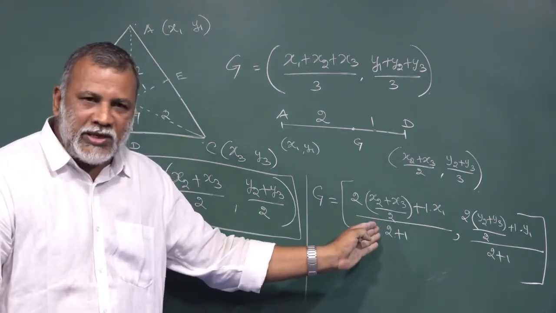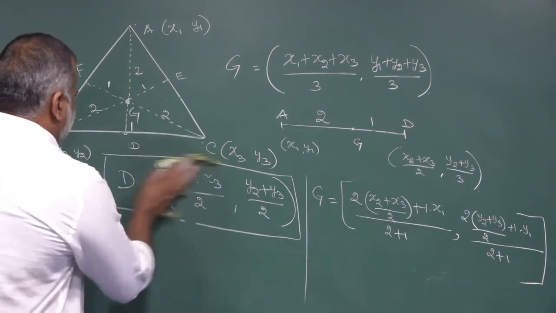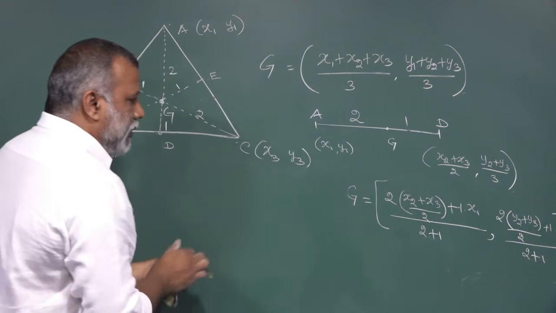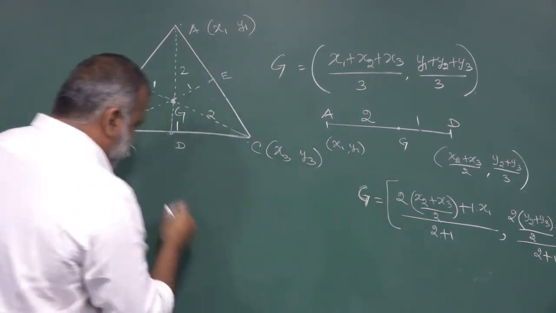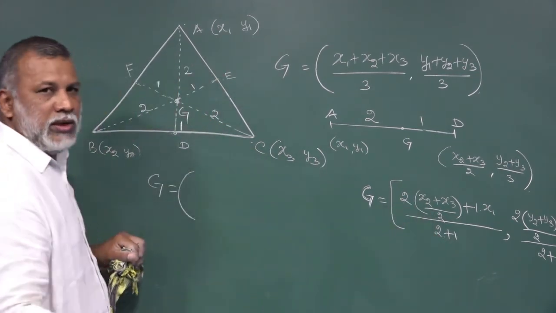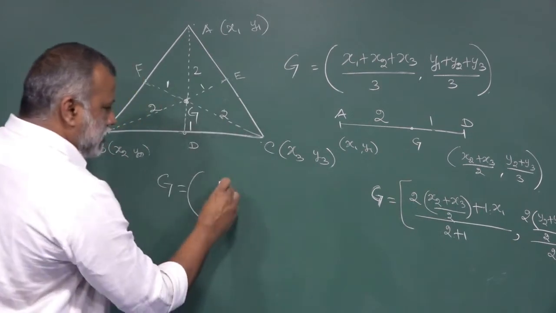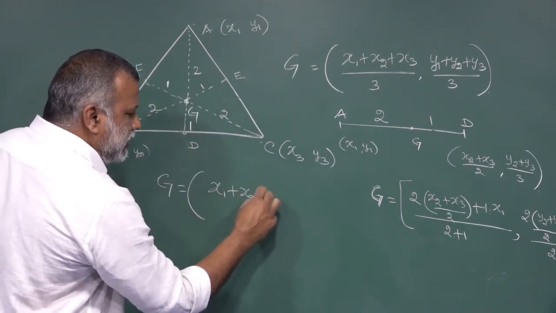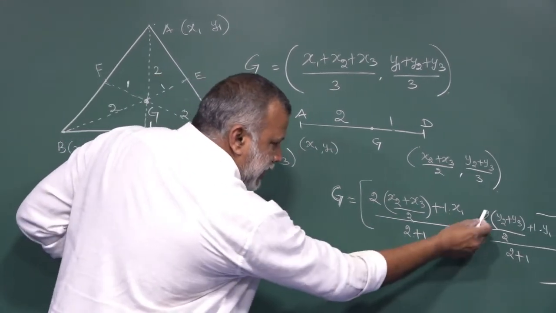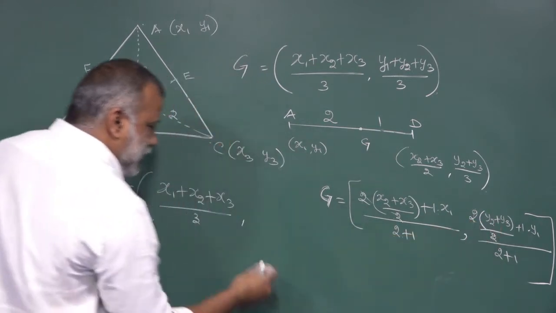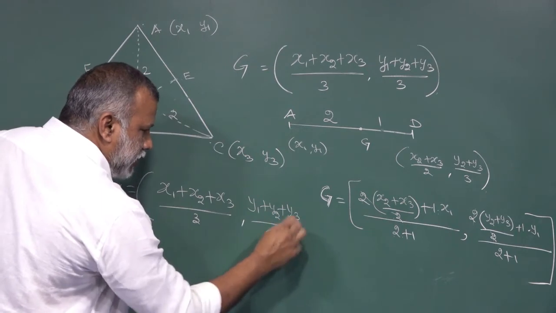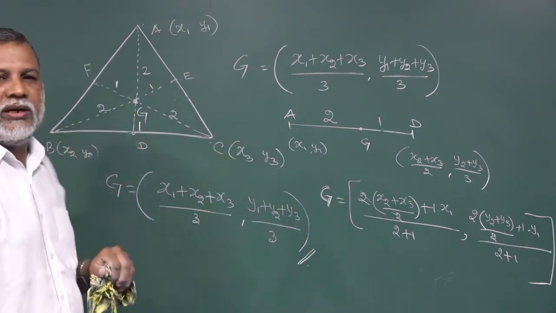Now you are able to simplify this one. See here, in a simple way we can simplify the data. So now G equals, listen, the 2 in the numerator and denominator will be removed. The remaining is x1 plus x2 plus x3 by 3, and the same here, the 2 will be removed. The other data is y1 plus y2 plus y3 by 3. So this is the centroid derivation.